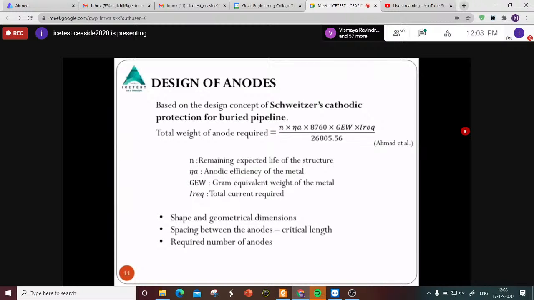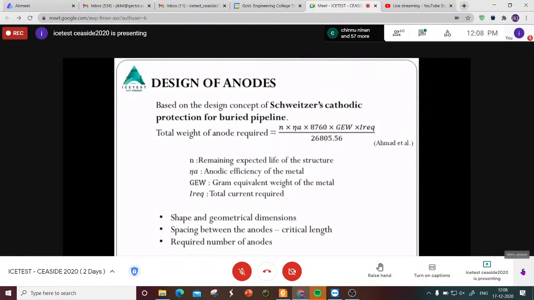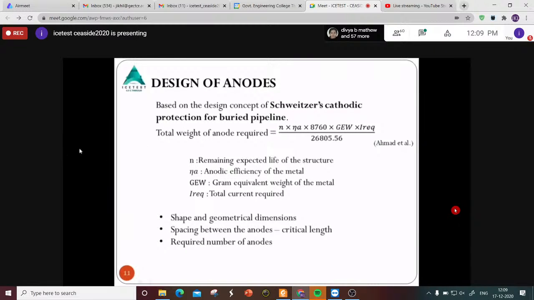Next is the design of anodes. The anodes are designed based on the design concept for buried pipelines. It is adopted by researchers in civil construction, and they have designed an equation for the total weight of anode required by calculating the practical energy content. From this total weight of anode, we can assume the shape and geometric dimensions, and thus the spacing and number of required anodes can be defined accordingly.